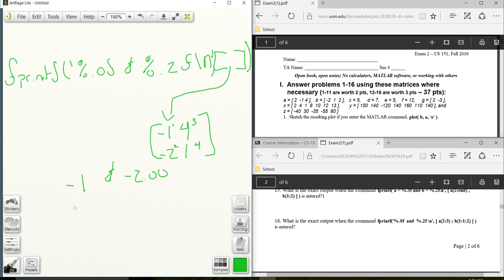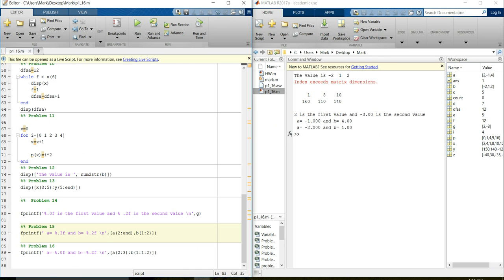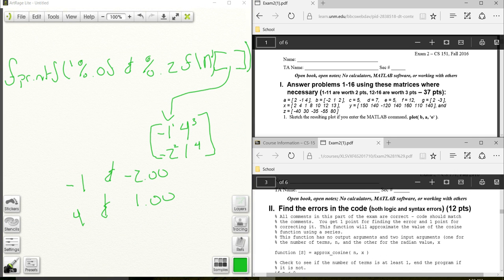And this is what's printing out. Here we're going to have 4, ampersand, and then 1, and that's going to be 1.00. So let's check to make sure that we have that correct. We'll come over here, and that was problem 16. We want to run that section. We have -1 and -2.00. We have 4 and 1.00. -1, 4, -2, 1. That's the same. Perfect. Now we are going to move on to the next section of finding all the errors.